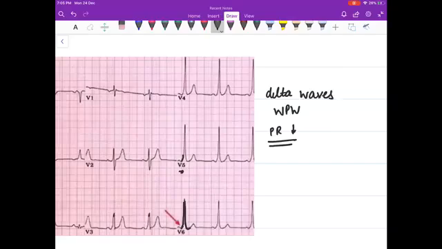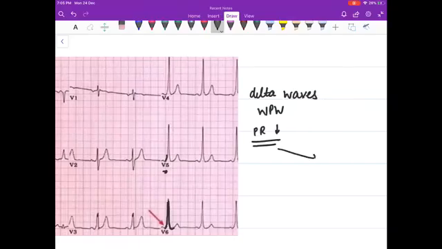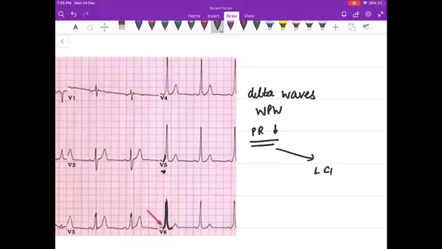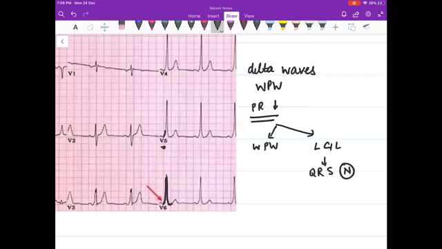So PR interval is decreased in Lown-Ganong-Levine syndrome and WPW syndrome. But in Lown-Ganong-Levine syndrome, the QRS complex is normal. And the conduction is through the James pathway.